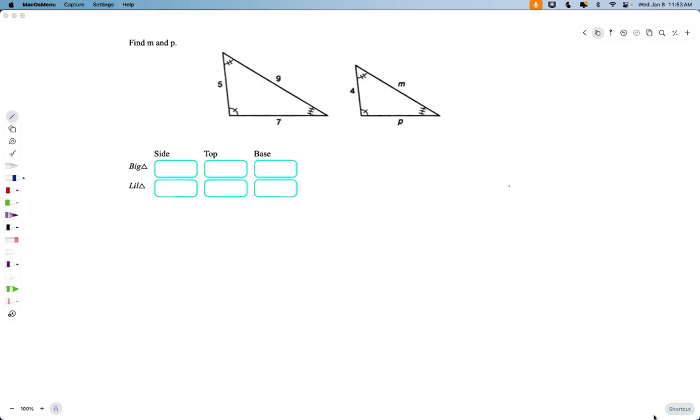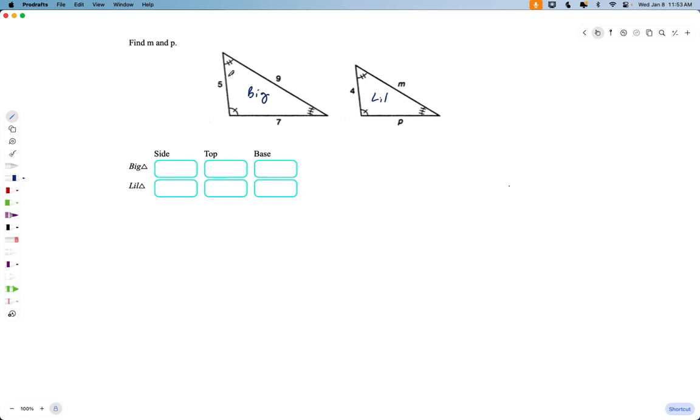All right, so here's the next problem. We need to find m and p, and we'll find m and p by filling out this table down here. So we have the big triangle, so this is our big one, and this is our little one, our little triangle. So big and little, and this is going to help us find our values.